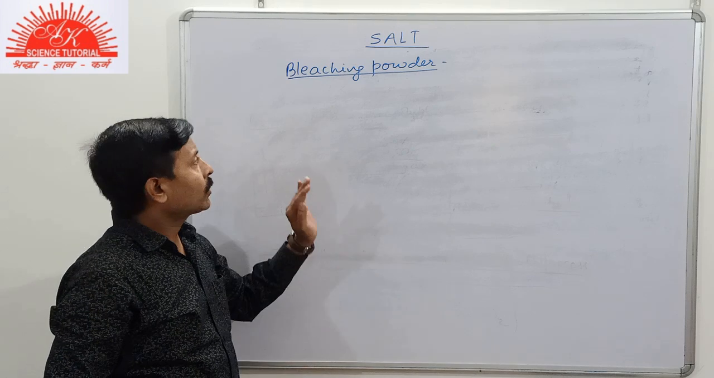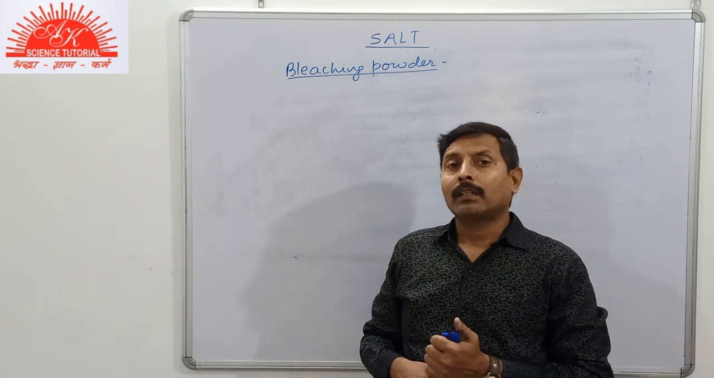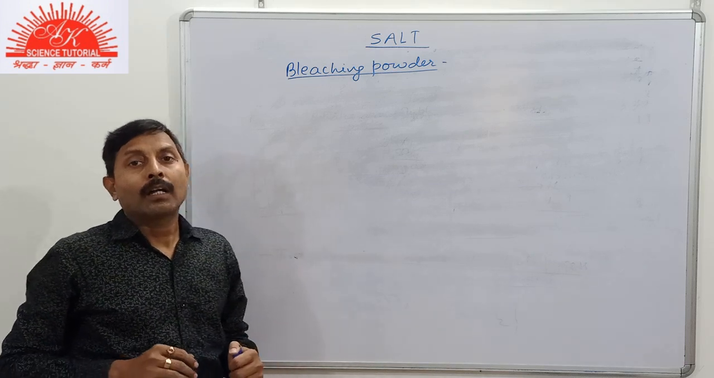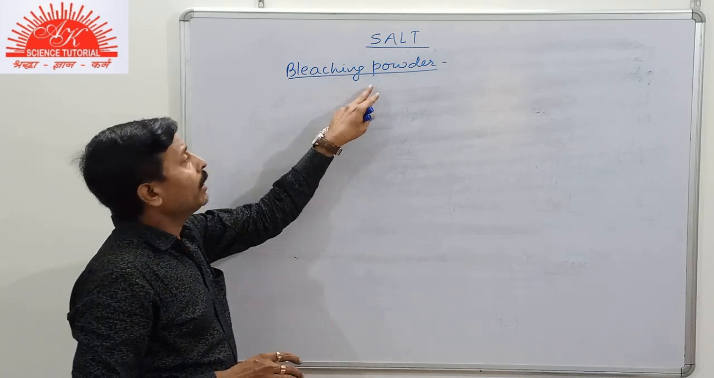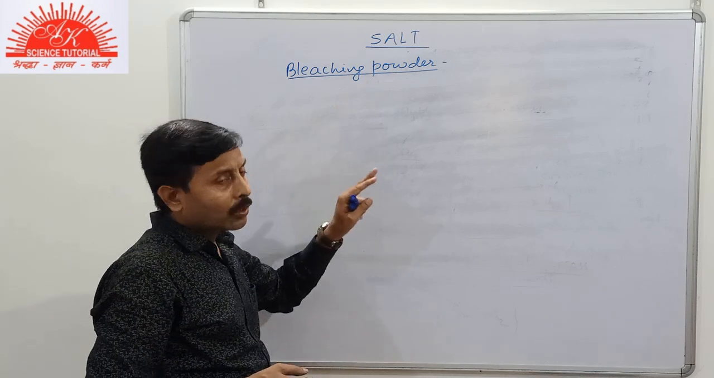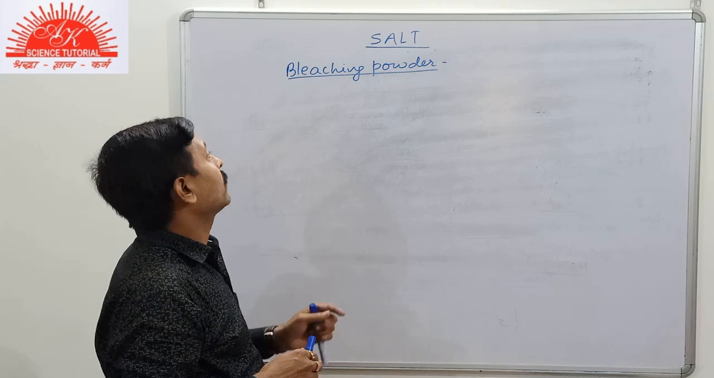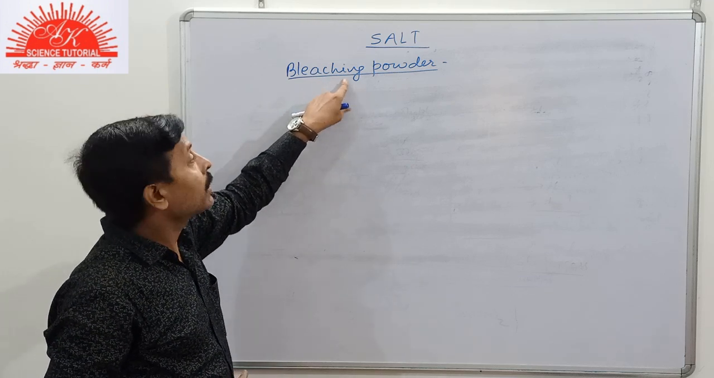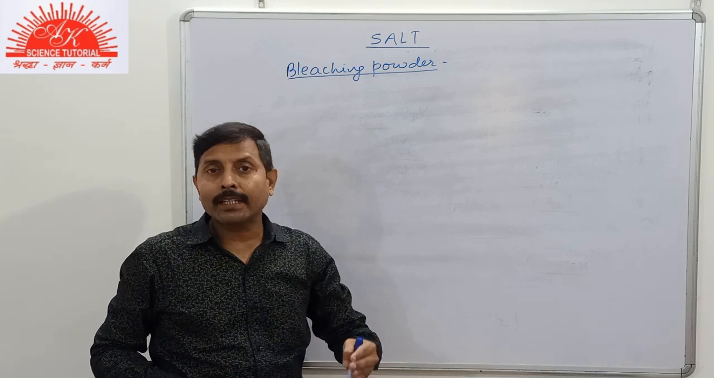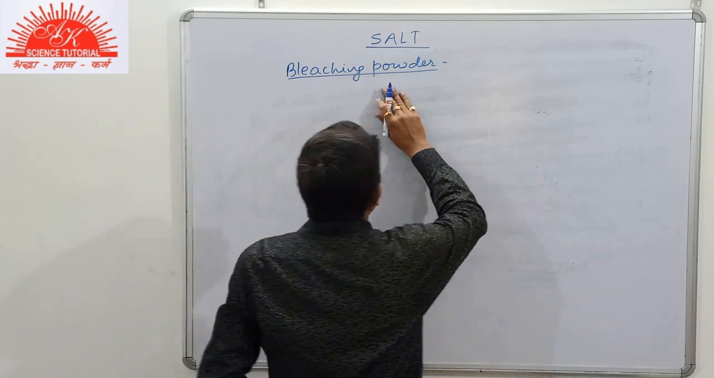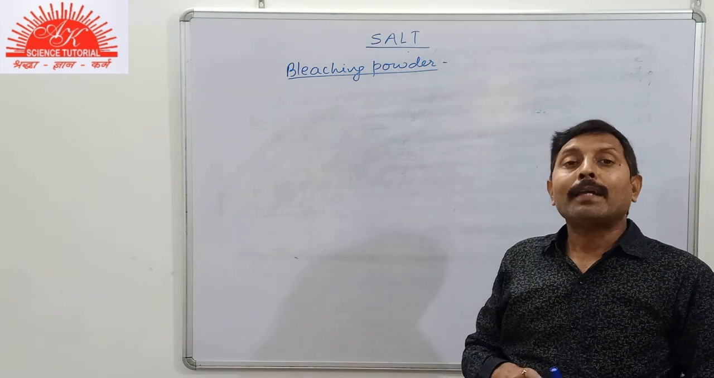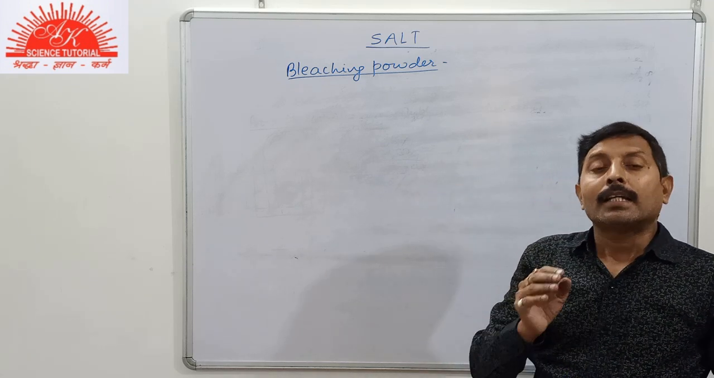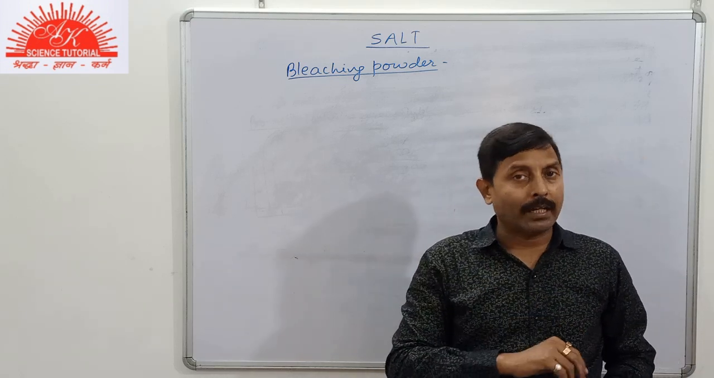Clear, students? We have already studied that by electrolysis of brine solution, the products formed were sodium hydroxide, hydrogen and chlorine. Now we have to study the other compounds obtained from common salt and from the products of common salt. It is the bleaching powder. As the name suggests, bleach means decolorizing, meaning this substance is used for decolorizing purposes. Now, bleaching powder is prepared in industry by passing dry chlorine gas over slaked lime. What is slaked lime? Slaked lime is dry calcium hydroxide.